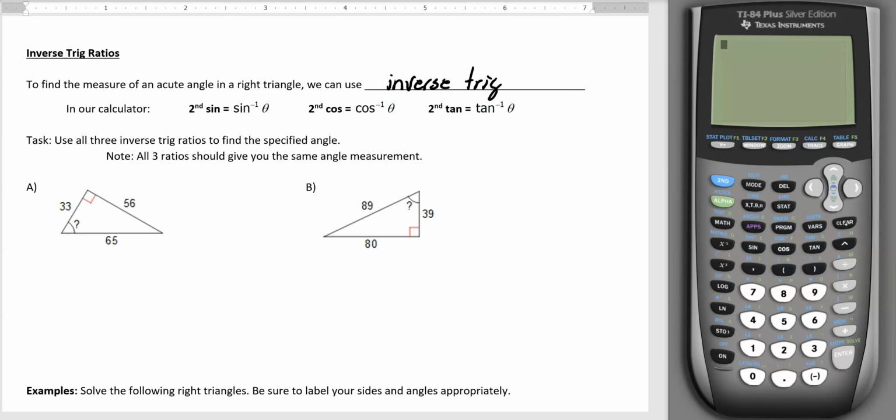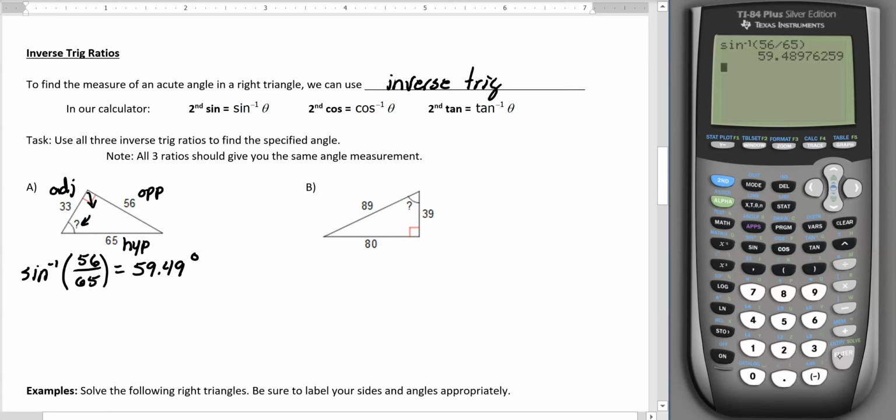Now notice, let's look at letter A here. We want to find this angle. So this would be my opposite side, this would be my adjacent side, this would be my hypotenuse, of course, across from the 90-degree angle. Alright, so if I say I want the sine inverse of my opposite is 56, my hypotenuse is 65. Well, let's figure out what we get here. Sine inverse, so second sine inverse of 56 divided by 65. 59.49.